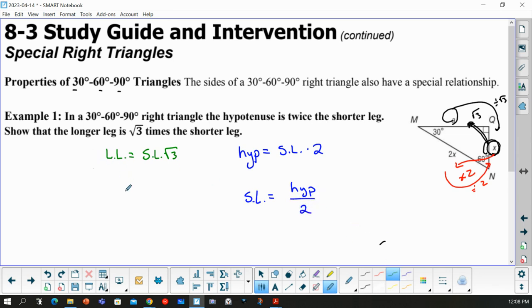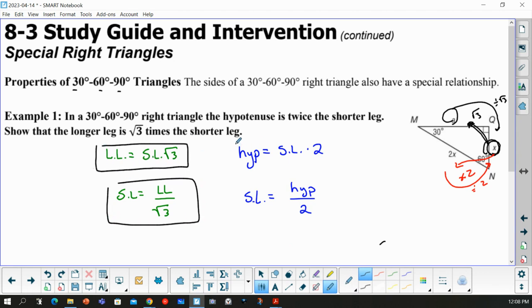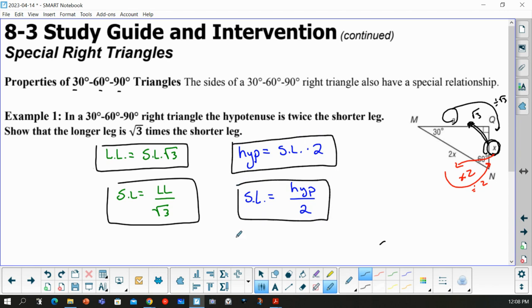And I could also say that the short leg is equal to the long leg divided by the square root of 3. So if you like little formulas, these are the little formulas that you could write down in addition to the ones we wrote down with the other one. Okay, the other shortcut on the other side. So this is what I'm going to use when we work through these problems.